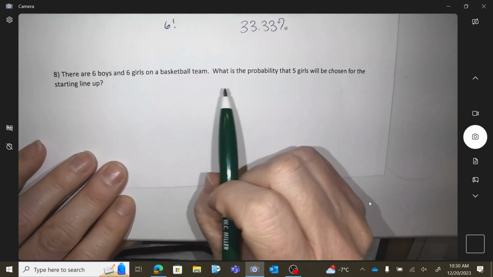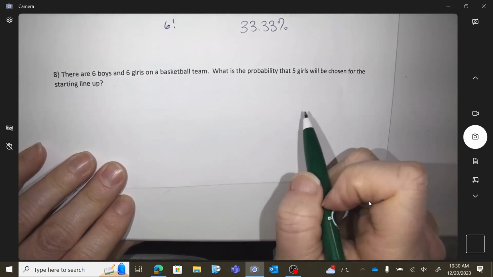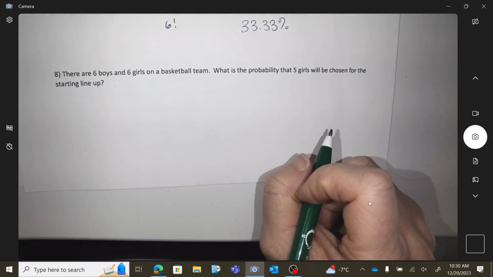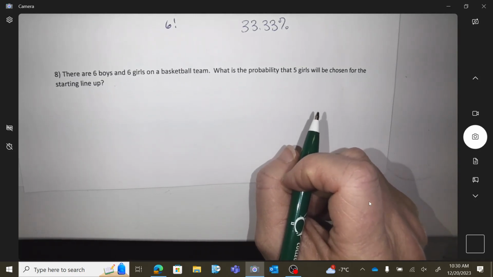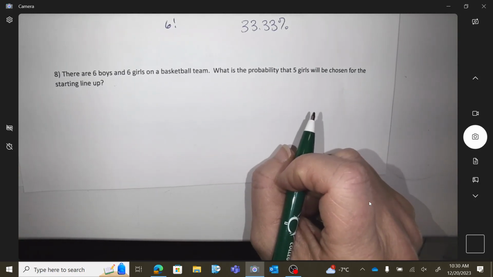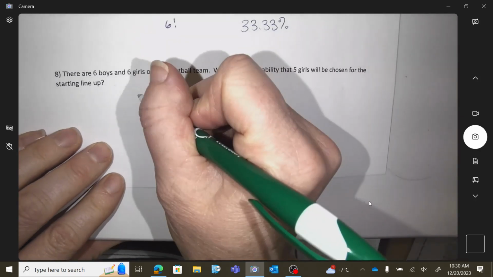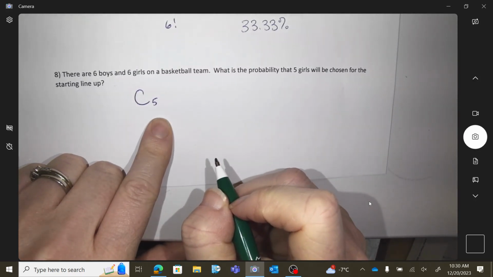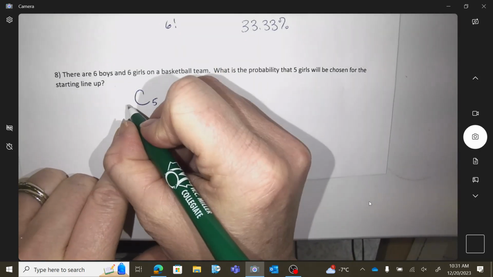Okay, so we have 6 boys, 6 girls. What's the probability that 5 girls would be chosen from this starting lineup? Let's think about this. We want to pick 5 girls to put onto the court. Do you care about the order of this? No. So what do you do if you don't care about the order and you're just trying to pick people? Choose. So we want to choose 5 girls from 6.